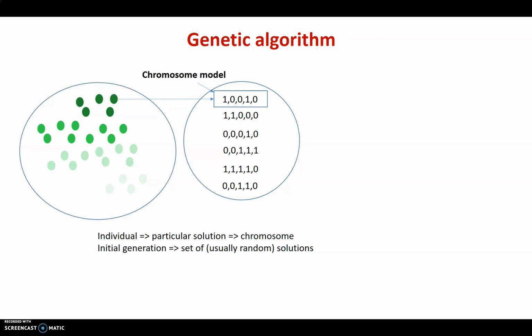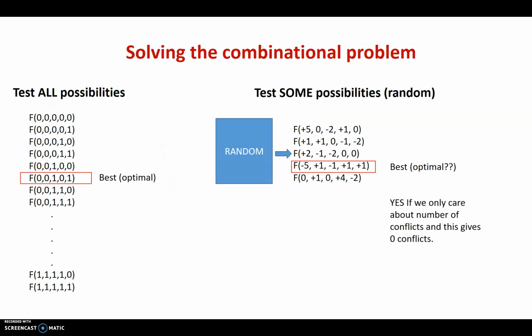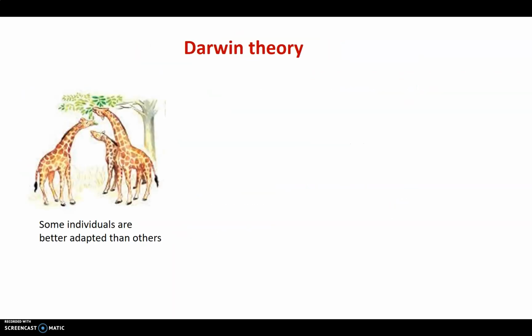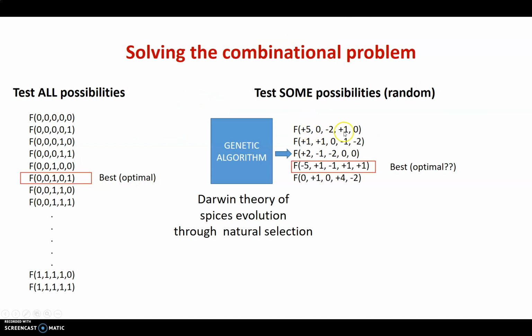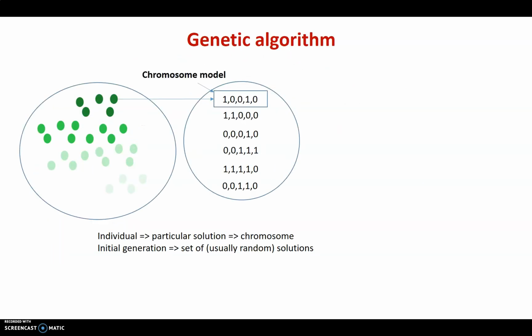In this case, the chromosome is very simple. It's a set of 5 bits. And in the case of the air traffic problem, the chromosome is a set of 5 values, not bits. In any case, our genetic algorithm needs a chromosome model and an initial generation, usually generated randomly. In this case, 6 individuals.